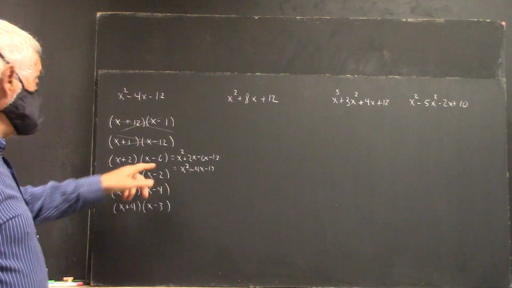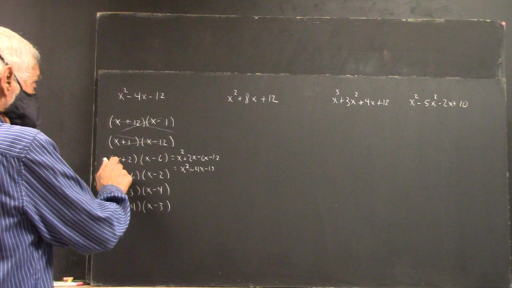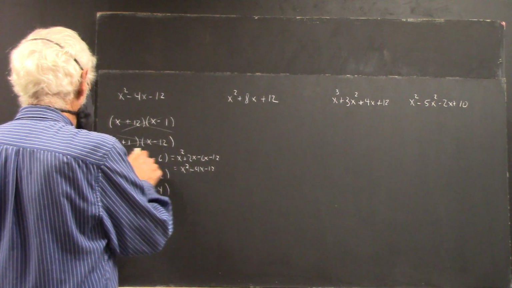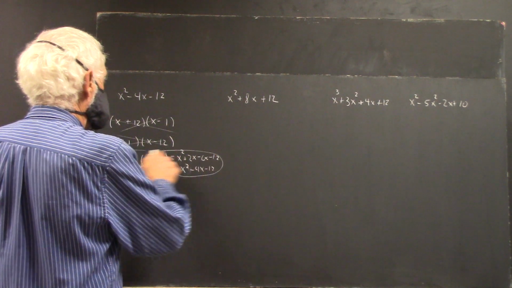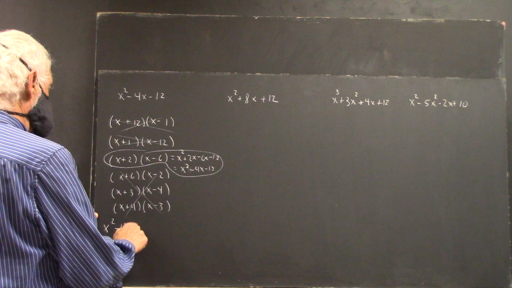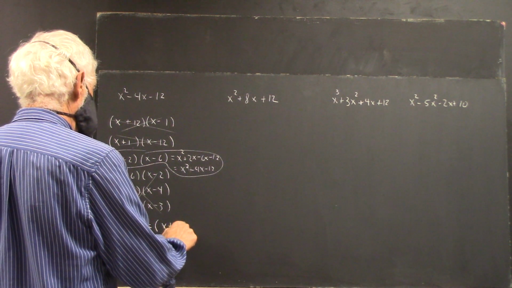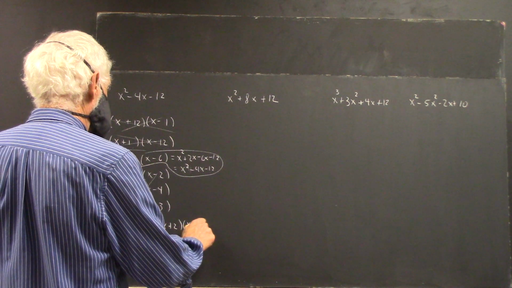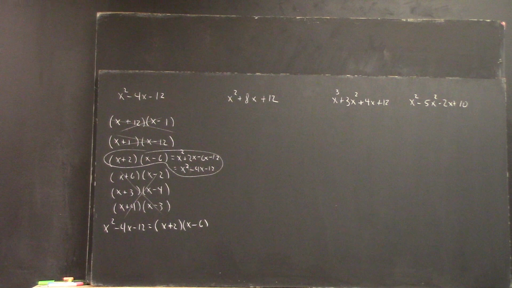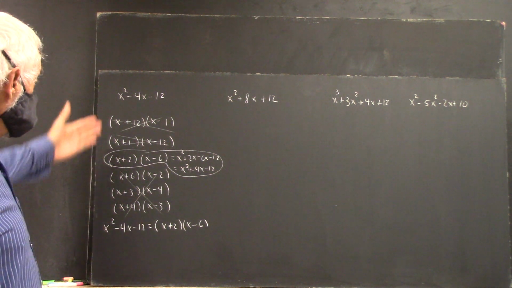There's only one way to factor. So we can cross out the rest of the possibilities since we found this one. So we can say that x squared minus 4x minus 12 equals x plus 2 times x minus 6. Is that clear?